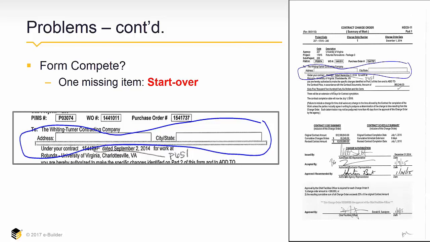Another problem with the form, and here's the second page, but as I said, this is only 2 of 7: if there's an item missing, it starts all over again. Something as simple as the address, the city and state of the GC. Starts all over again.